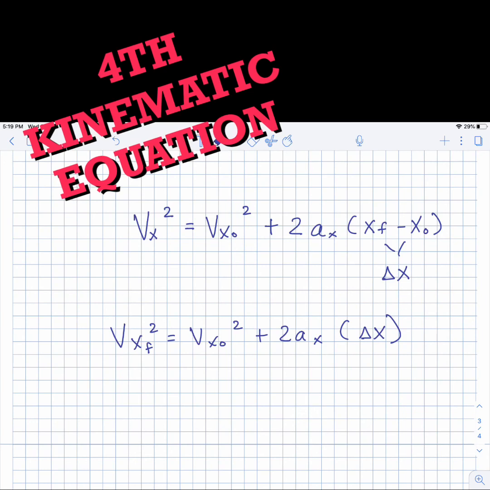This is the fourth kinematic equation. I'm not going to show you how to derive this one just yet because it requires some knowledge of energy and kinetic energy and gravitational potential energy. So yes, those are our 4 kinematic equations that we use when an object is accelerating at a constant rate.